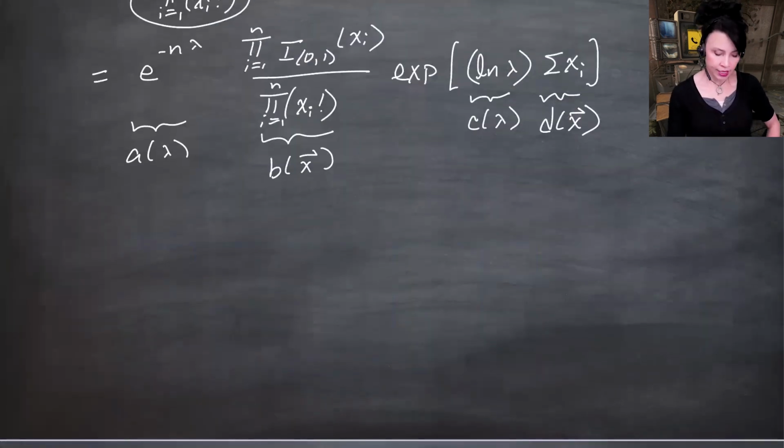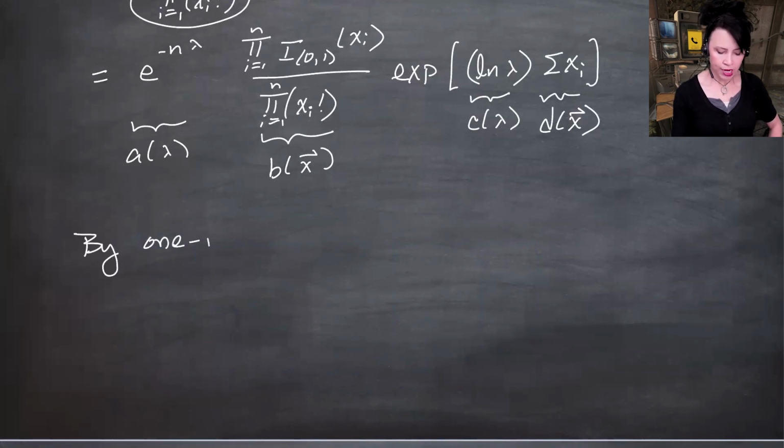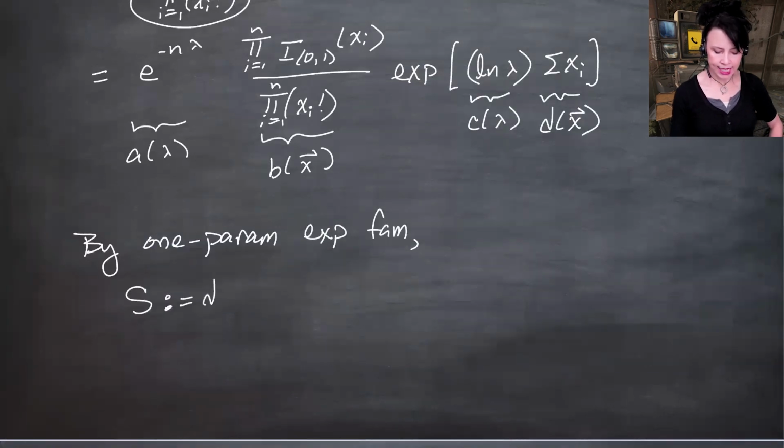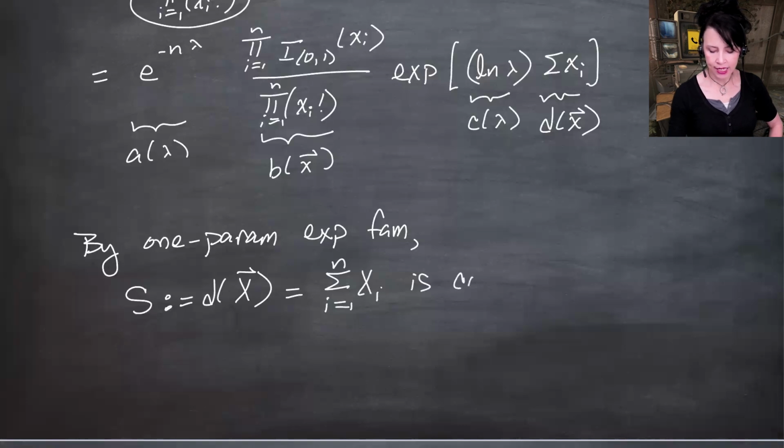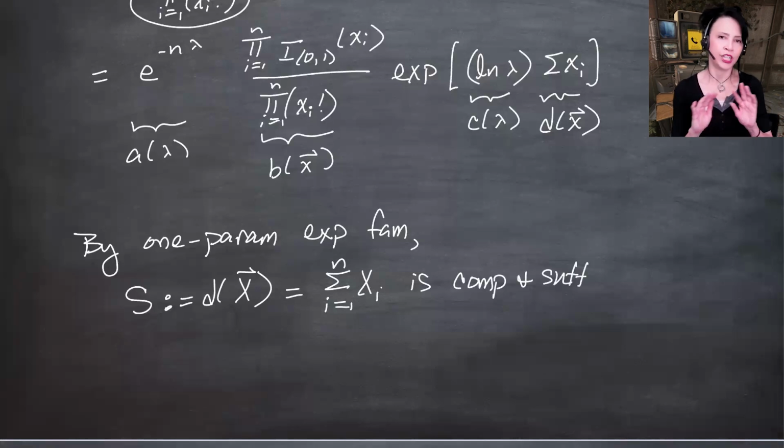Okay, so we're going to pull out our d of x, and we can say by one parameter exponential family, the statistic S, which is defined to be d of the capital X's, which in our case is the sum as i goes from 1 to n of the capital Xi, is complete and sufficient for this model. So we're done with step 1.